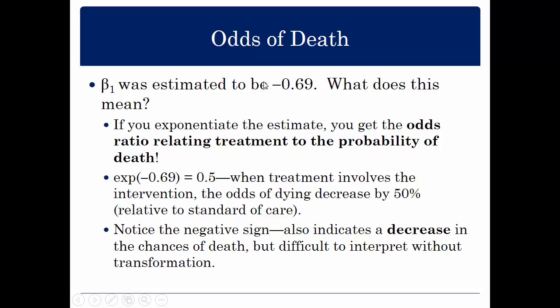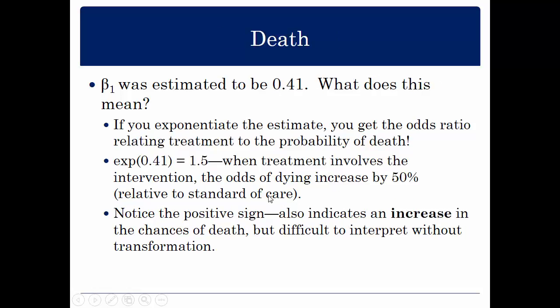We can also, once we get that estimate of beta 1 out, see very quickly whether we have a decreasing relationship or an increasing relationship by looking at the sign of the beta 1 estimate. Since this was negative, before we even exponentiate, we will know that we'll get an odds ratio less than 1. In other words, a decreasing risk of death associated with the treatment. But again, it's difficult to interpret without that transformation.